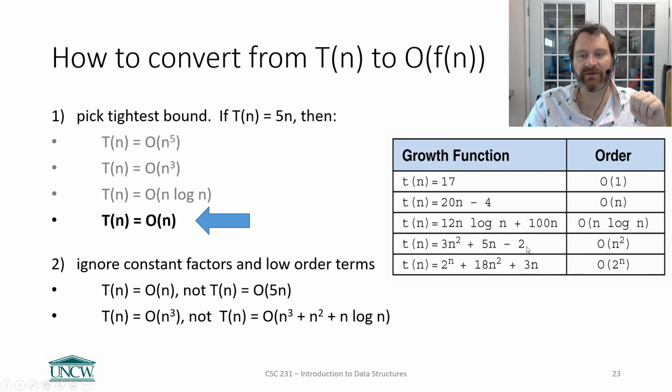3n squared plus 5n minus 2: ditch the constant factors, zero in on the biggest term. 2 to the n plus 18n squared plus 3n: you ditch the constant factors and you take the biggest term, which in this case is 2 to the n.